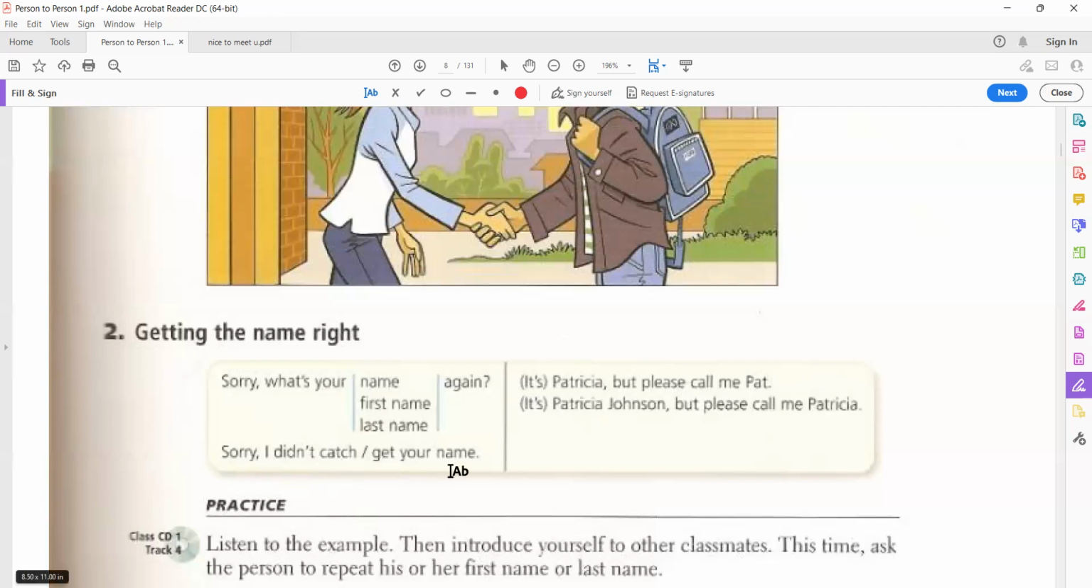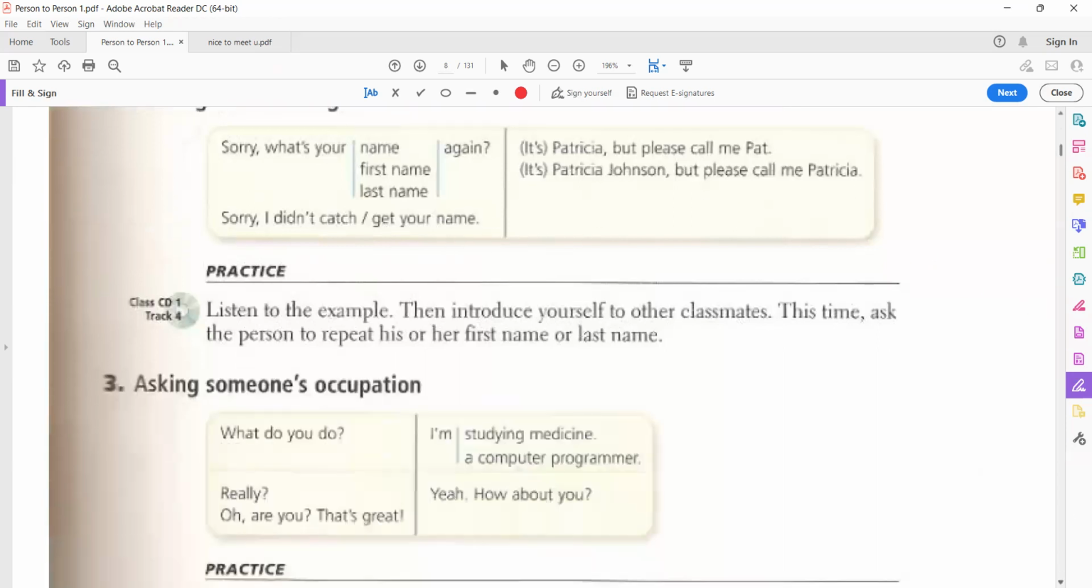Okay. And then you can also say, sorry, I didn't catch your name, or I didn't get your name. That means I didn't listen well. Can you please repeat it? So if you say, sorry, I didn't catch your name, that means, can you please repeat your name again? Okay, it means, can you please repeat what you said? Repeat your name.